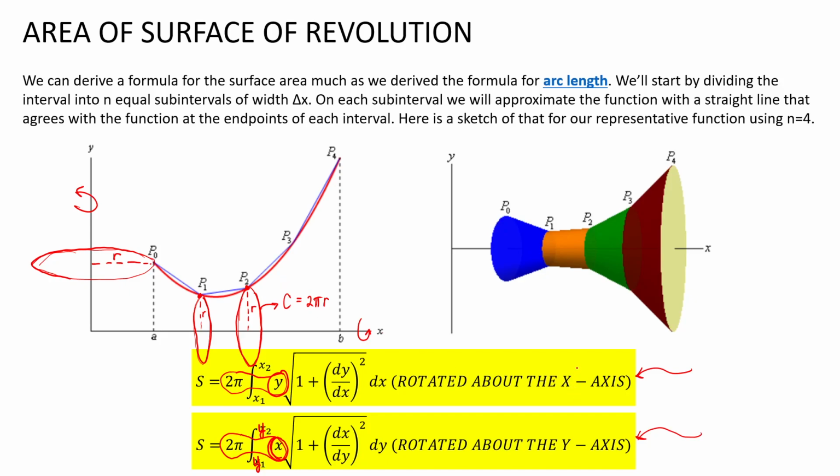So always take note that wherever you rotate, the radius is perpendicular to the axis of rotation. Similar to your method of disc and washer, the strip should be perpendicular to the axis of rotation. In this case, the radius is perpendicular to the axis of rotation.